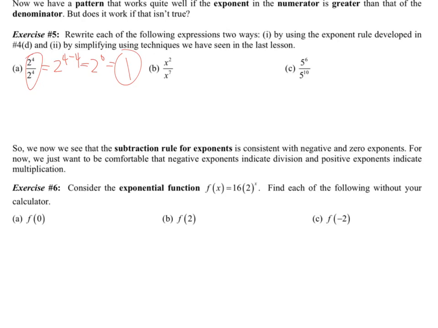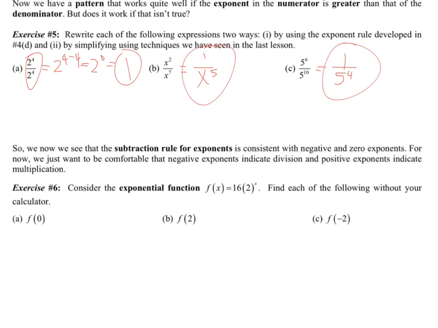The next one, I kind of skimmed this in the last lesson, that you look where x is larger. Well, this one, x is larger on the bottom, and then we subtract. 7 minus 2 is 5. When you have nothing left in the numerator, you just put a 1. Well, 5 is larger in the bottom. You subtract, so it's 4. Put 1 in the numerator. So now we see that the subtraction rule for exponents is consistent with negative and 0 exponents. For now, we just want to be comfortable that negative exponents indicate division and positive exponents indicate multiplication.